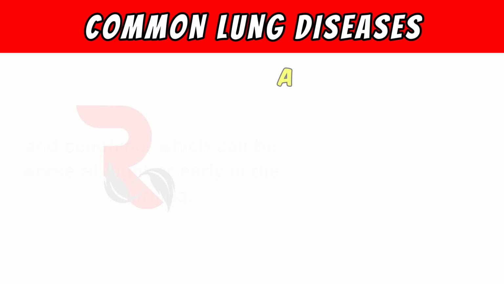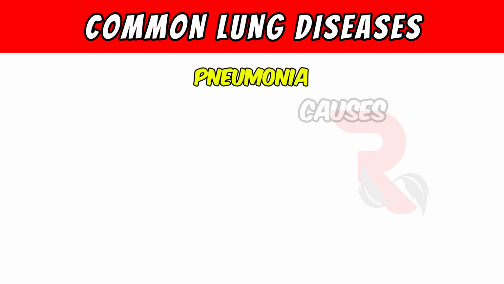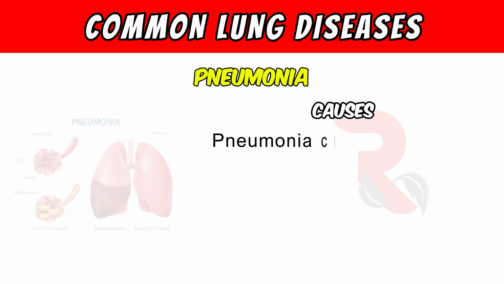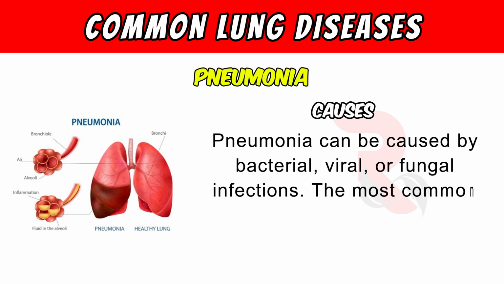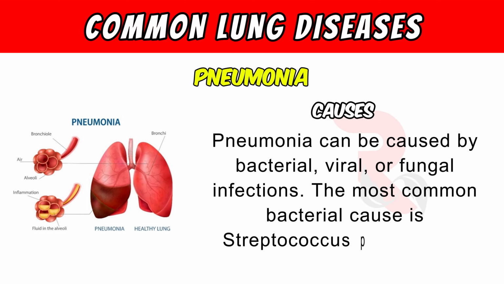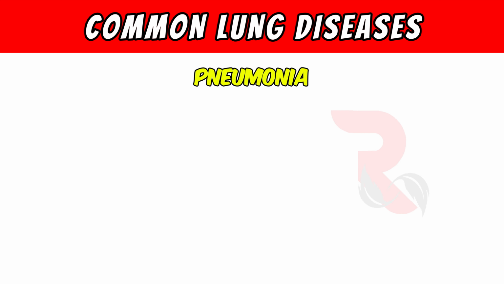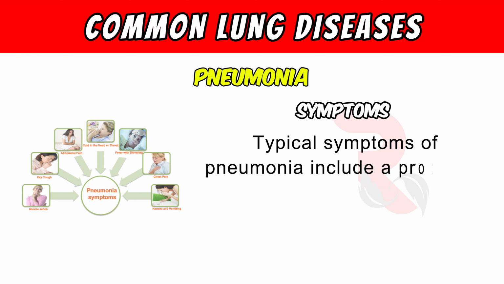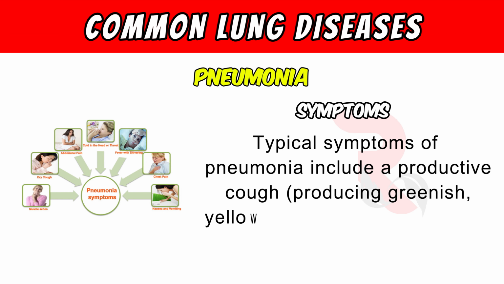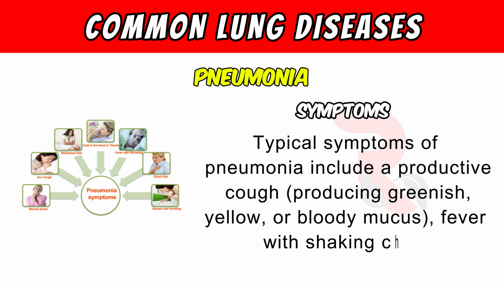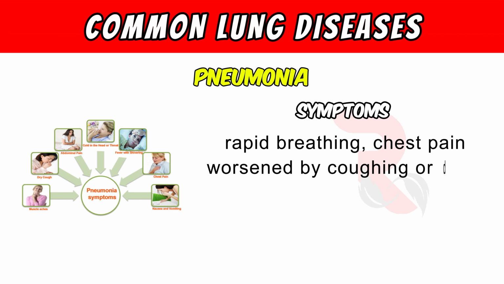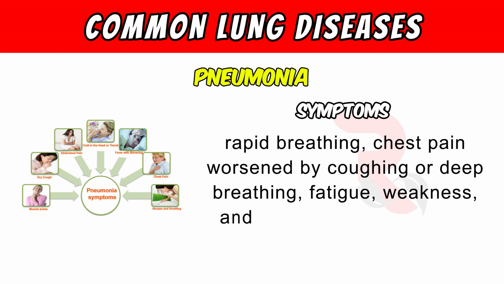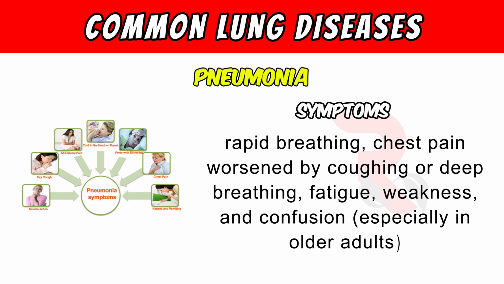Pneumonia. Causes. Pneumonia can be caused by bacterial, viral, or fungal infections. The most common bacterial cause is Streptococcus pneumoniae. Symptoms. Typical symptoms of pneumonia include a productive cough, producing greenish, yellow, or bloody mucus, fever with shaking chills, rapid breathing, chest pain worsened by coughing or deep breathing, fatigue, weakness, and confusion, especially in older adults.